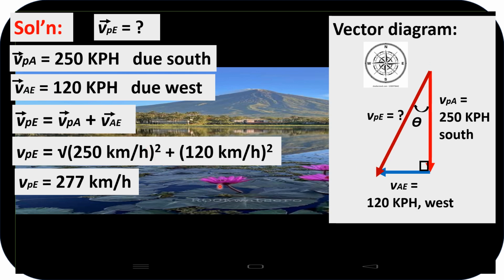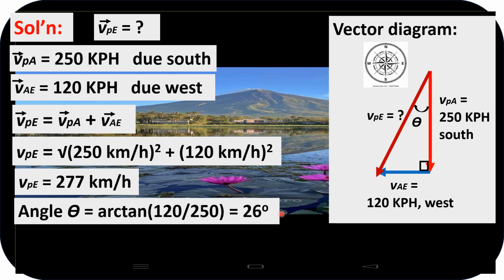And how do we determine the angle theta? Again, using our trigonometric formula, we just use the arctan of the opposite side divided by the adjacent side. So the opposite side is 120 kilometers per hour, divided by the adjacent side, 250 kilometers per hour. Using your scientific calculator, we will get the value of the angle theta equal to 26 degrees.